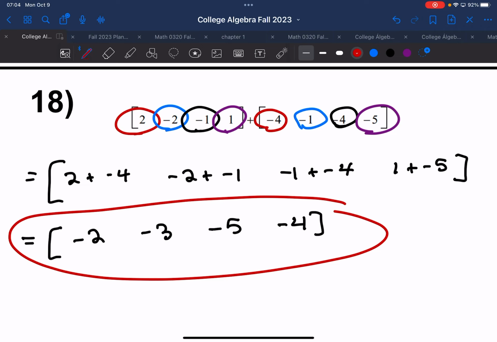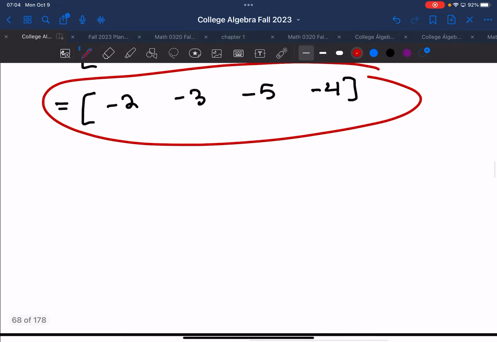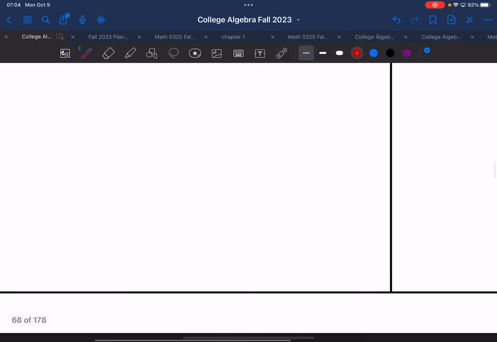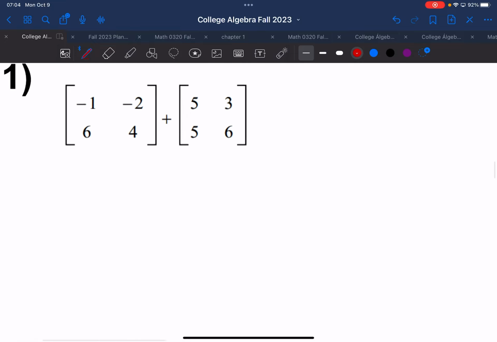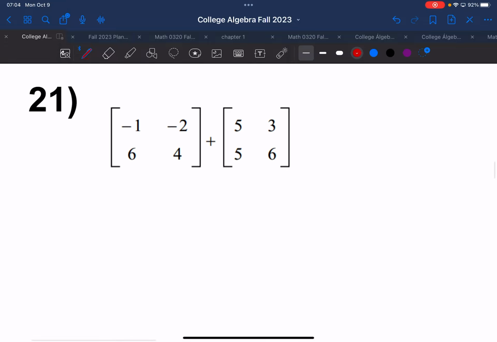Let's go ahead and skip to 21. Okay, first step is to do what? Dimensions. Are these dimensions the same? Yes, they are the same. We have a 2x2 square matrix. So that means when we add these together, we're also going to get a 2x2.